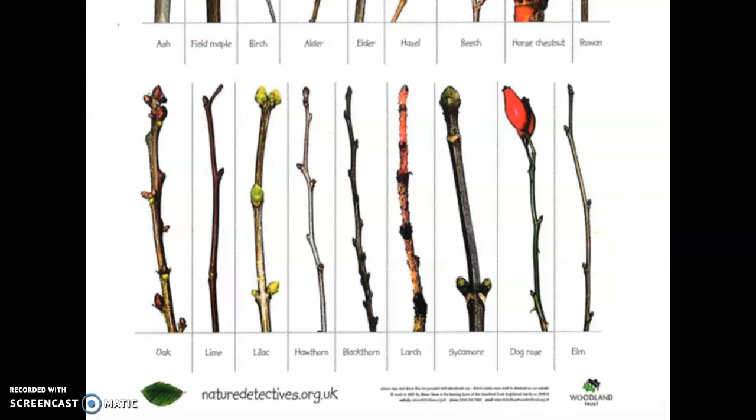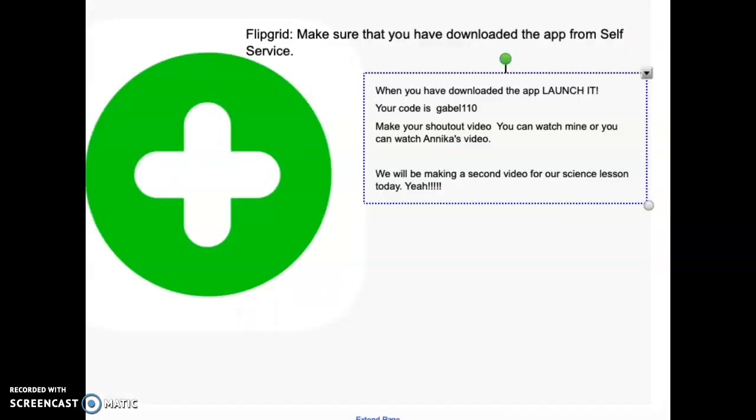So anyway, you're going to be using this and then this is the cool part, and you're going to do two things with this, okay? So you were asked to download Flipgrid. If you haven't downloaded it, go to the self-service and download that. And when you have it downloaded, launch it. It's going to ask for a code in the app. It's Gable110. That's the number of our classroom. Not that we go there anymore, but anyway.